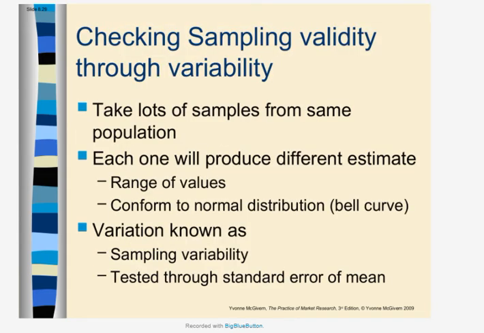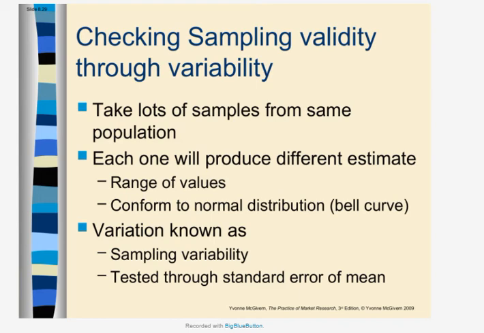Checking the sample validity through variability. The variability اللي هو التباين. It takes lots of samples from the population, and the variation of the sample should be the same as the whole population. فلو ظهر ده يبقى ال validity of the sampling is good. تمام. Variation is known as sampling variability and tested through standard error of the mean.